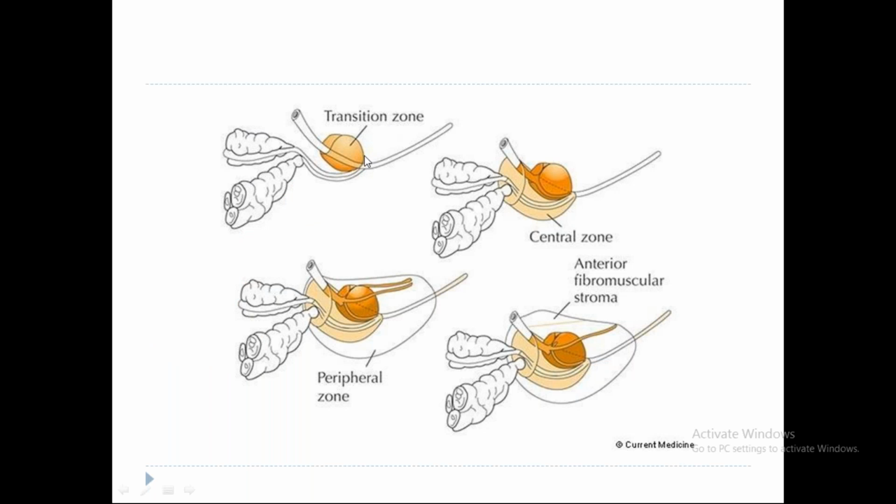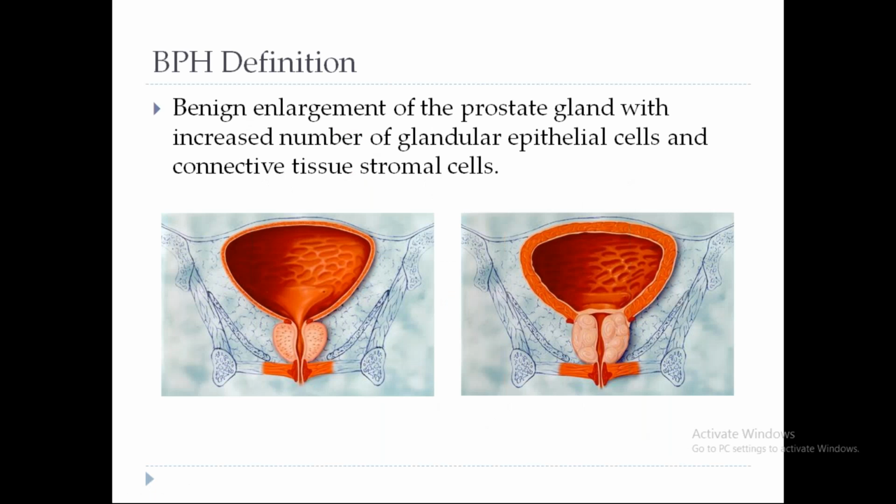The same prostatic zones. Surrounding the urethra is the transition zone. Surrounding that will be the central zone. And the remaining will be the peripheral zone. Okay, this one. Transition zone, central zone, peripheral zone. And this is the anterior fibromuscular stroma. So you can see this one. This is the normal prostate. And you can see this one enlarged.